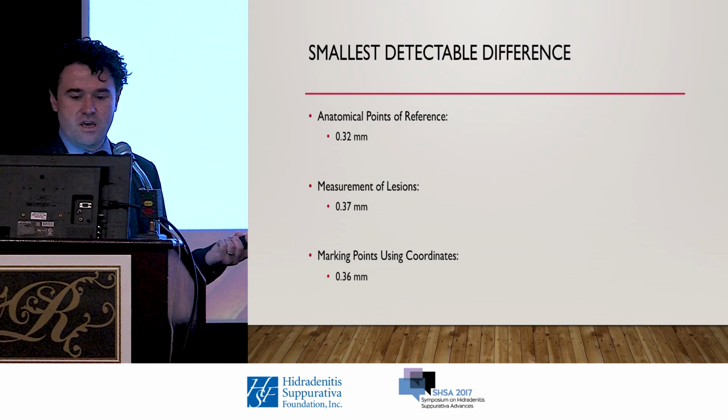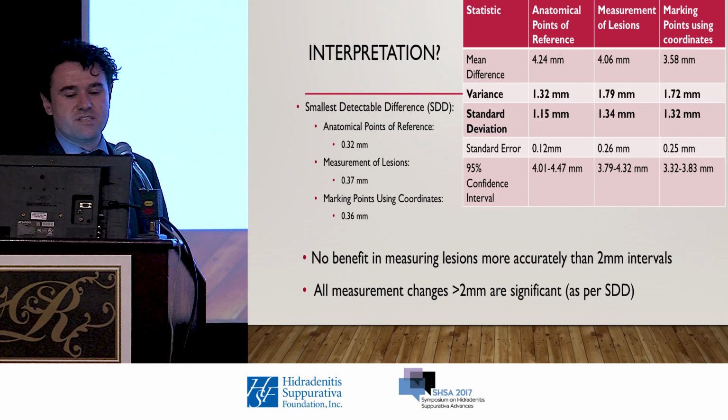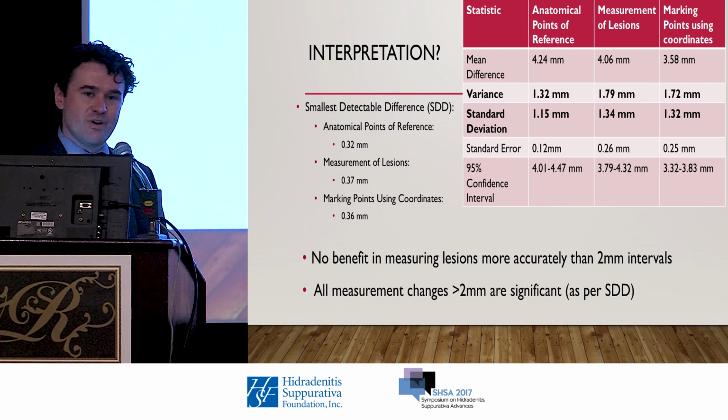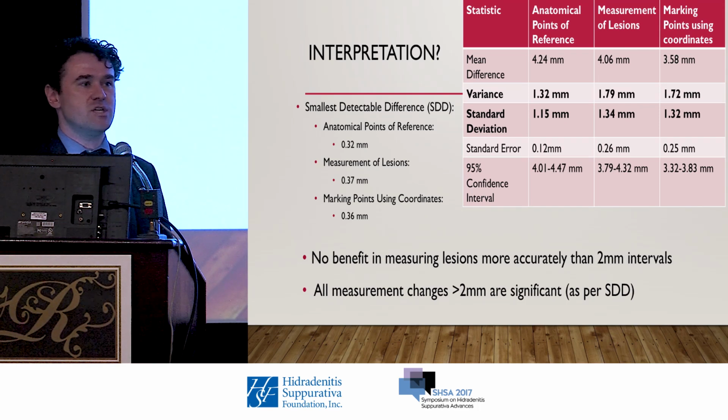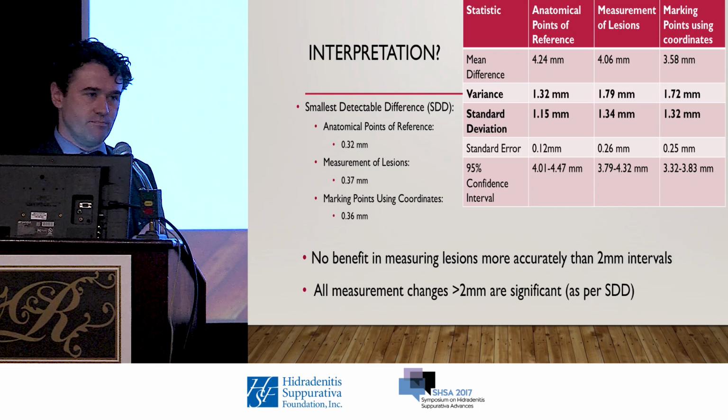Of course, the difficulty is that as the variance is quite larger than the smallest detectable difference, we would obviously say that the only accurate change that can be detected would be equivalent to the variance. So there's really no benefit in measuring lesions using this standard set more accurately than about 2.5 millimeter intervals. But any change that is beyond 2 millimeters in terms of the size of a lesion, the depth of a tract, is definitely clinically significant.